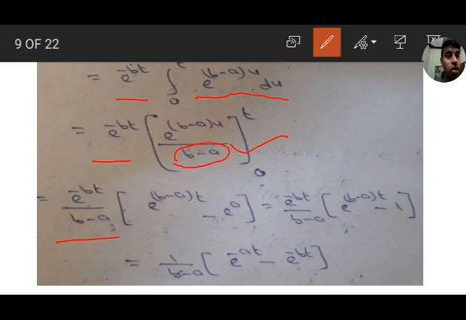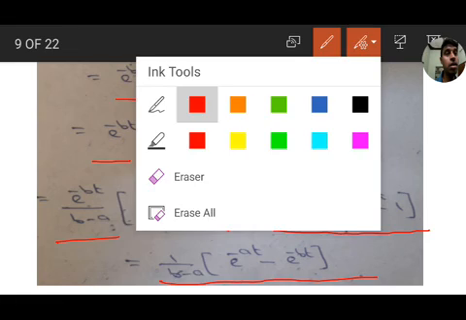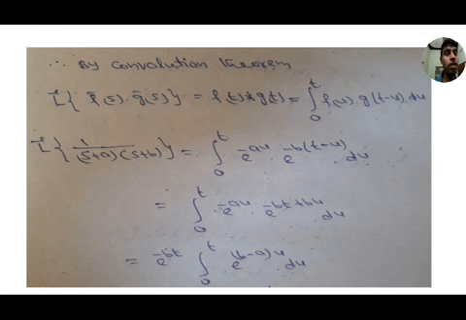If we substitute 0 in place of u for the lower limit, we get e to the power of 0, which is 1. So we get e to the power of minus bt by b minus a, times e to the power of (b minus a)t minus 1. If we multiply with this e to the power of minus bt, the bt cancels, and we get 1 by b minus a into e to the power of minus at minus e to the power of minus bt. This is the answer. So first I will repeat the problem.